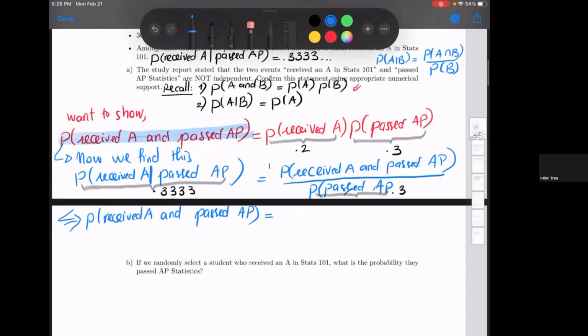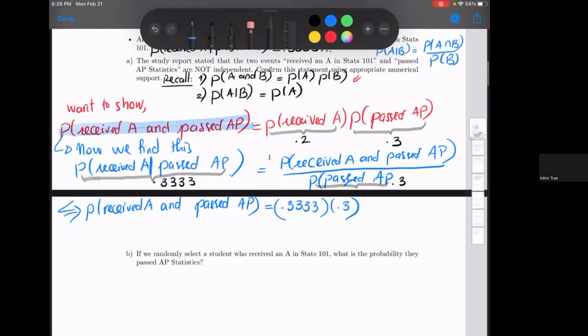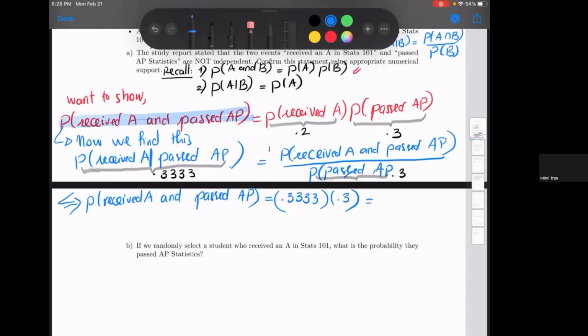So P of receiving A and pass AP, which is your x on the numerator, is 0.3333 and 0.3. Okay. Maybe I'll use black. I don't know why it won't work. What do you have? I got 0.0999 instead of 0.3.